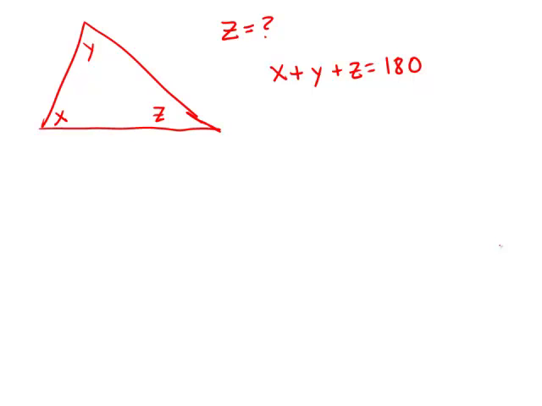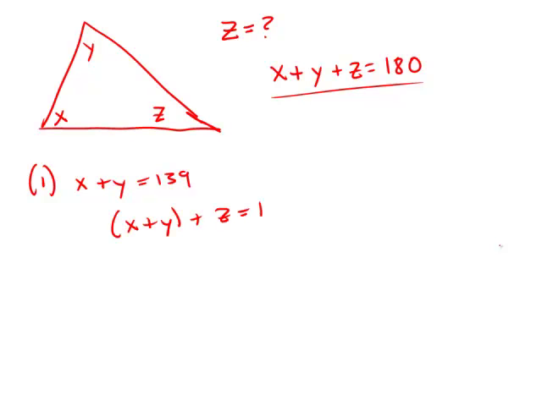move to the statements. So statement number 1 tells us that x plus y equals 139. Well, that's interesting, because if we go back to Euclid's fact here, we know that x plus y plus z equals 180, or in other words, 139 plus z equals 180. This would allow us to solve for z, so this is sufficient.